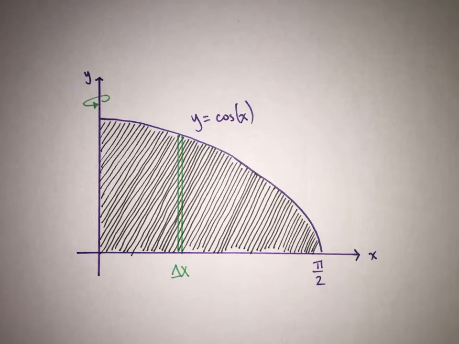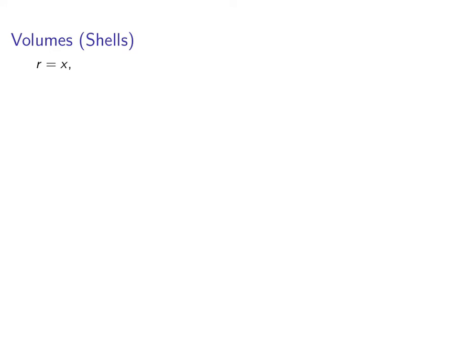Here's a picture. We're going to slice this thing parallel to the axis of revolution. You can see the Δx slice in there. So we have to compute r, the distance from the slice to the axis, and that's just an x distance, nothing fancy about that. There's the height, which is just cos x, the height of the slice, and so ΔV is 2π times the radius times the height times the thickness. So ΔV is 2π x cos x Δx. Everything we're doing here is the shell method.